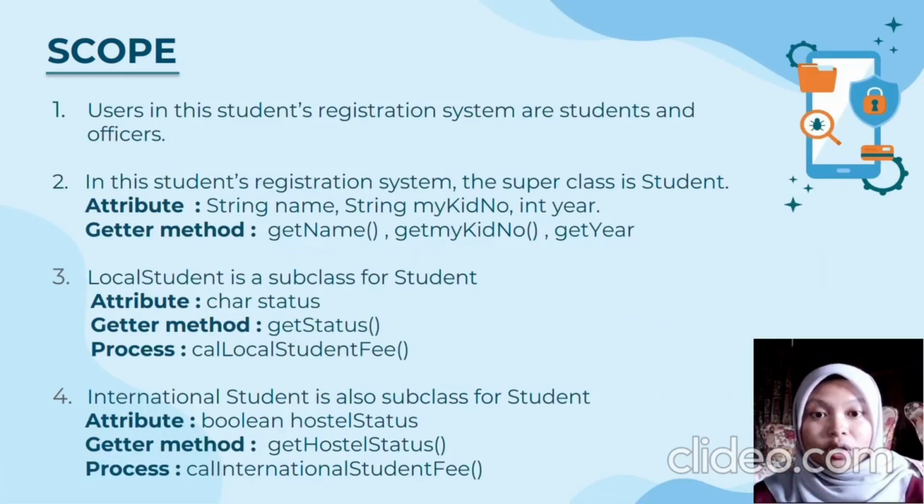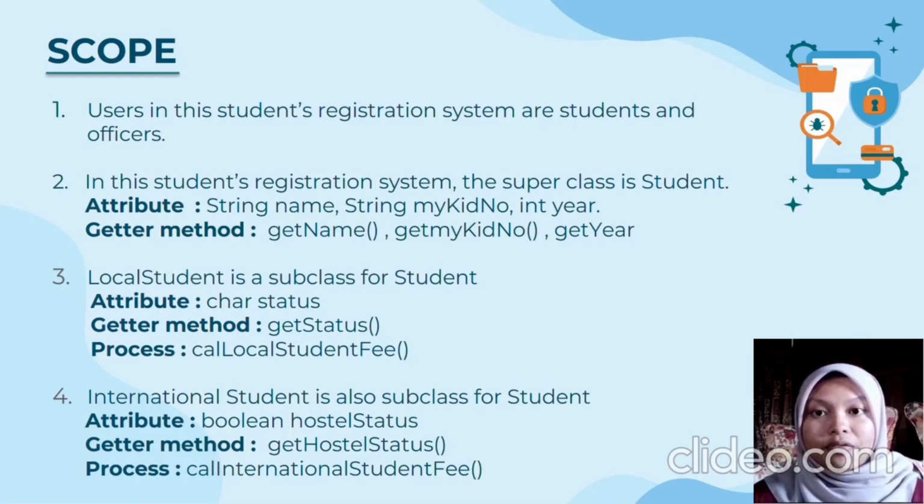For the scope of this system, number 1, the users in the student registration system are a student and an officer. Number 2, in the student registration system, the superclass is the student. The attributes are string name, string MyKad number, and int year. The getter methods are getName, getMyKadNo, and getYear.